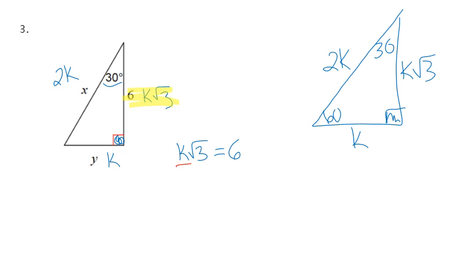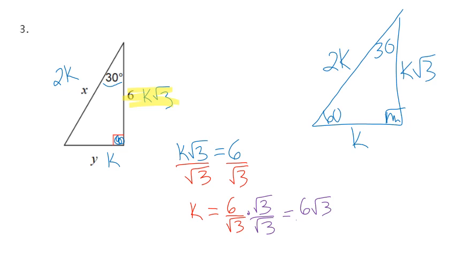K is not by itself, so I have to divide by root 3. We can't leave a radical in the bottom. 6 over radical 3 doesn't simplify, so we have to rationalize it out. So we get 6 radical 3 on the top. Radical 3 times radical 3 is just a 3. So that's radical 9, which becomes a 3. And then this is 2 radical 3. So that's our scale factor. And now you would just substitute that in.